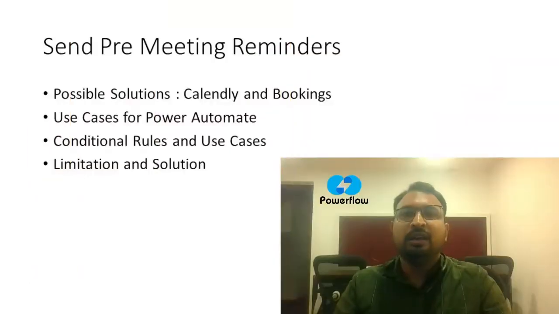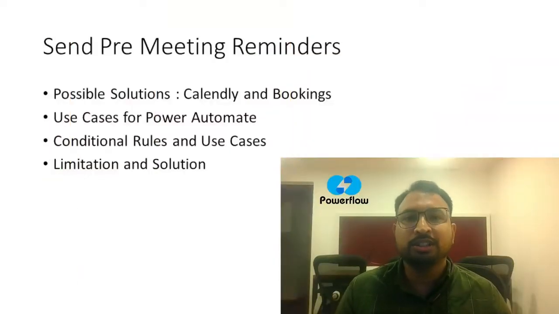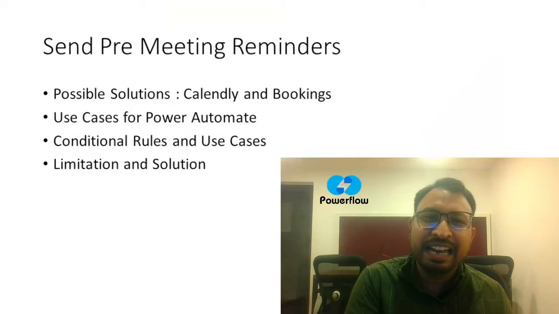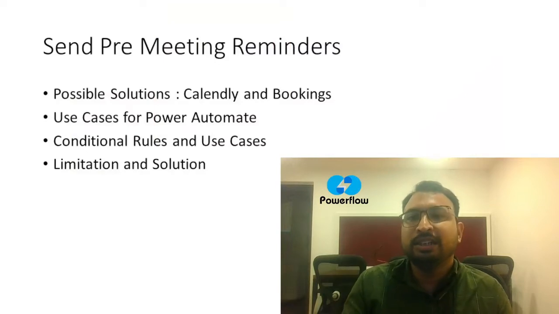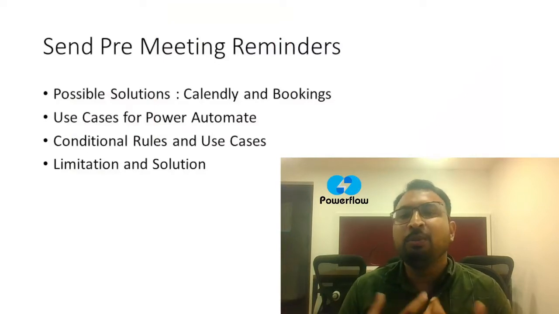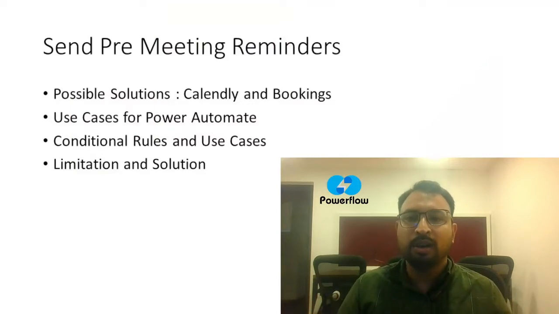Yes, we can do that using a Power Automate Outlook trigger, which is called when an upcoming event is starting soon. We could use that trigger to send those reminders. But what if you also have Calendly meetings? Then we could use conditional rules to only send it when the subject line contains a certain word. There's also a small limitation with this trigger, which I will discuss, and I'll show you how to overcome that as well. So without much further ado, let's get started.